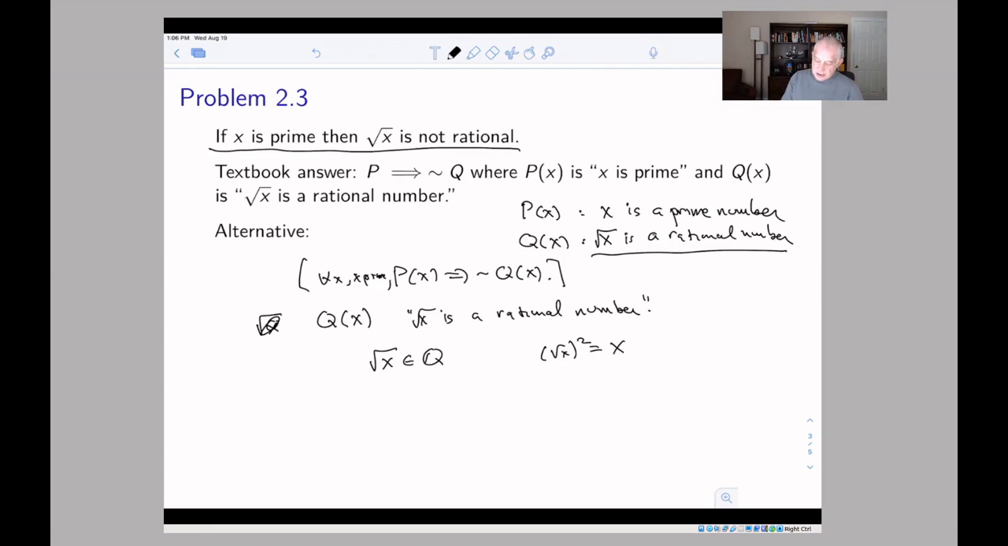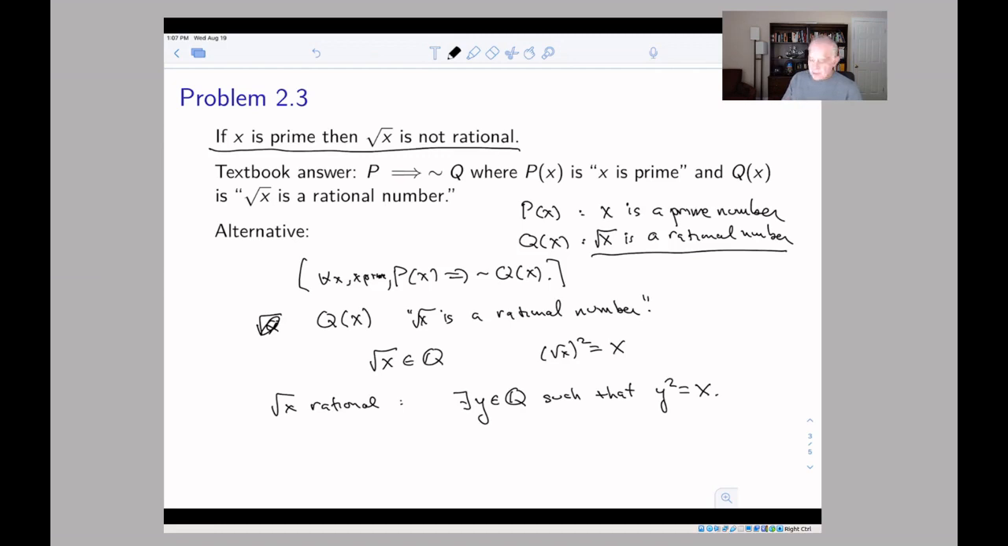So the formal way to say that the square root of x is a rational number would be to say that square root of x rational can be written in the following way. There exists a y in the rational numbers such that y squared equals x. So in other words, we're saying that if you can solve the equation y squared equals x with y in the rational numbers, then the square root of x is a rational number.